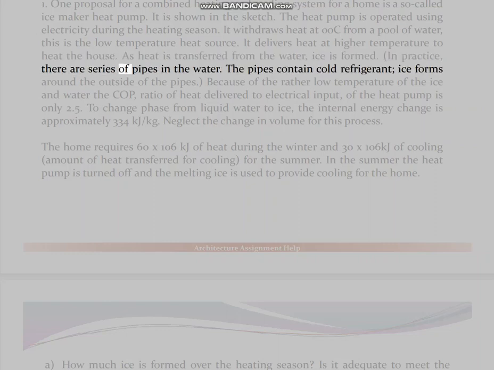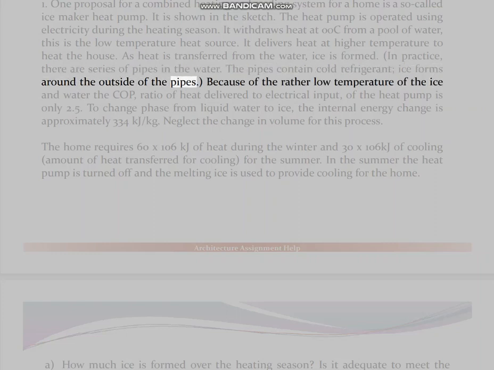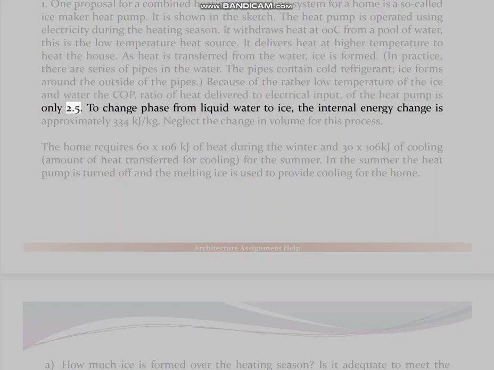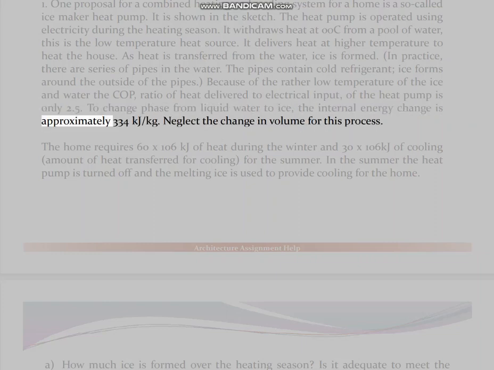In practice, there are a series of pipes in the water. The pipes contain cold refrigerant. Ice forms around the outside of the pipes. Because of the rather low temperature of the ice and water, the COP, the ratio of heat delivered to electrical input, of the heat pump is only 2.5. To change phase from liquid water to ice, the internal energy change is approximately 334 kJ/kg. Neglect the change in volume for this process.